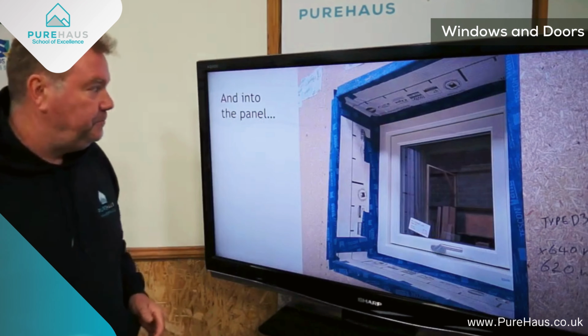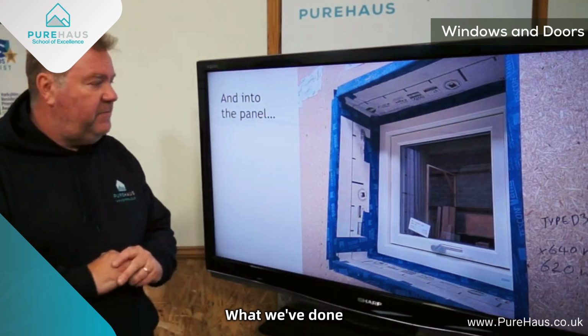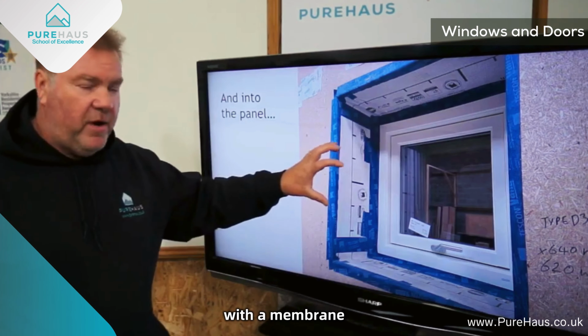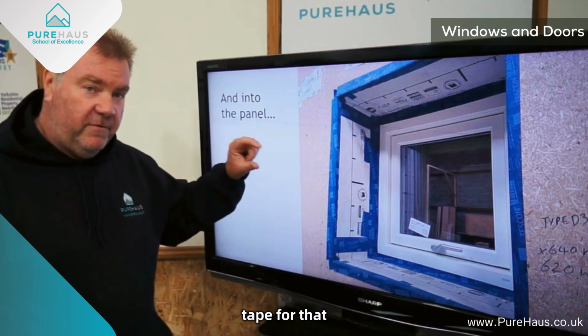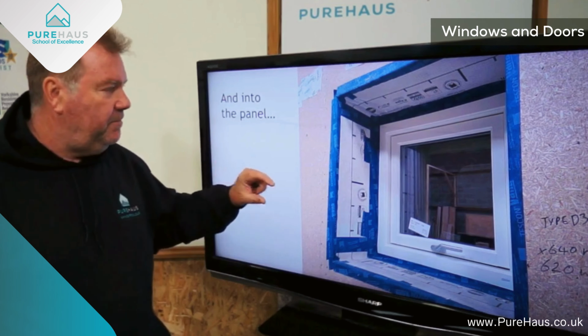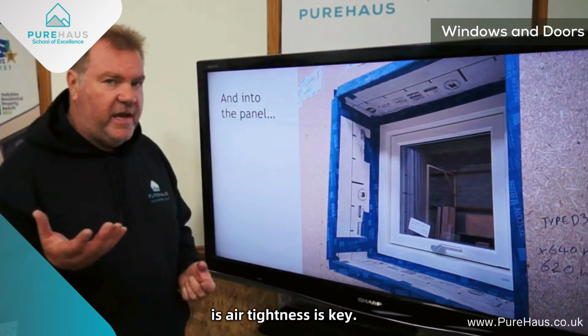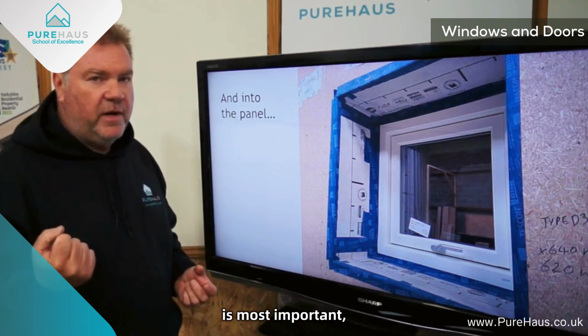Once fitted, the window you just saw has now been fitted. What we've done is we've airtighted around it with a membrane and an adhesive tape, which is the correct tape for that particular membrane, and we've lapped onto the window. The reason we've done that is air tightness is key. Air tightness around windows is most important, and doors.